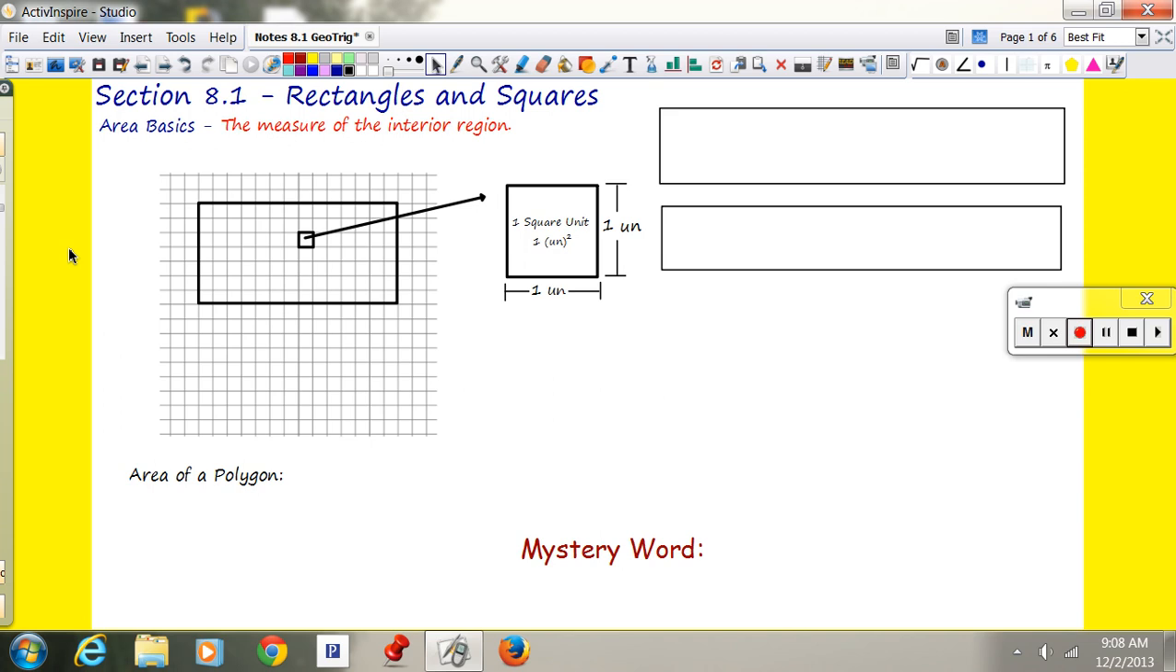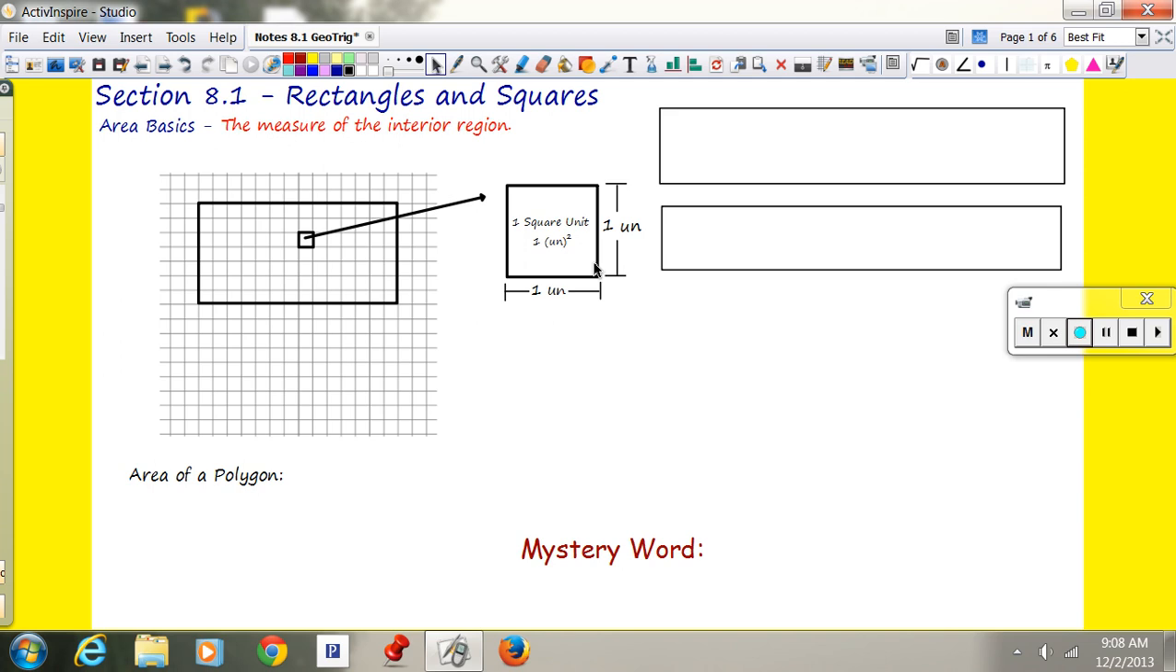Measure of the interior region is the amount per area. So if you're looking at this picture right here, I drew a rectangle on here. I put it on graph paper so that you can actually see how many little squares would fit inside. And area, of course, we measure in square units. So this one right here represents 1 square unit, 1 unit by 1 unit.